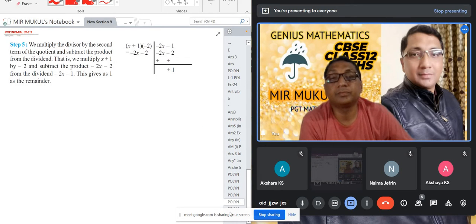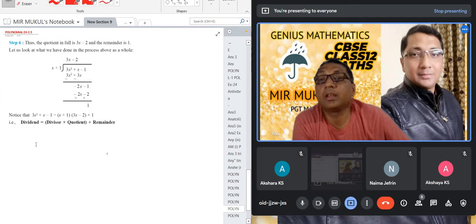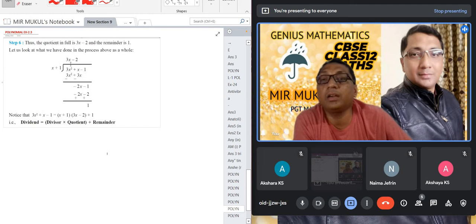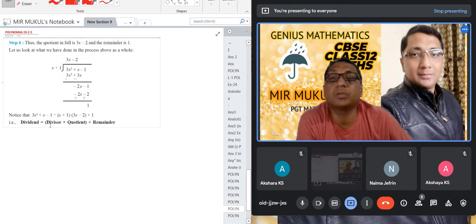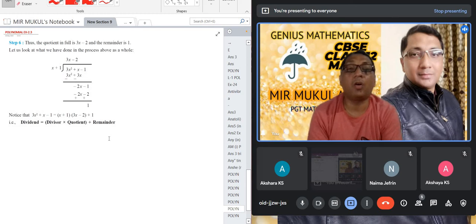Now see the complete division. Now if we verify, 3x squared plus x minus 1 equals, here x plus 1 is the divisor and the quotient is 3x minus 2. If we multiply and add 1, then you will observe you get 3x squared plus x minus 1. That means dividend equals divisor into quotient plus remainder. So it is actually the long division method.